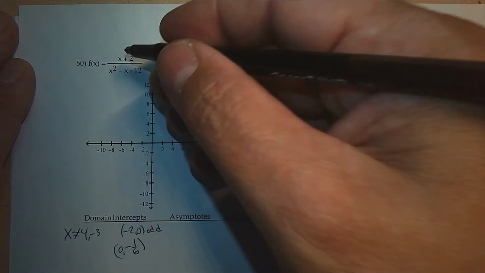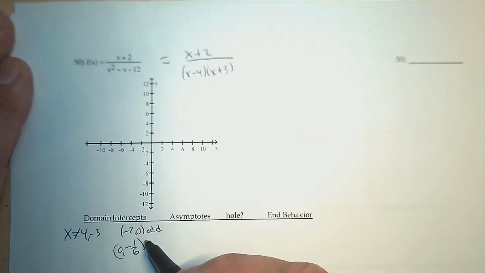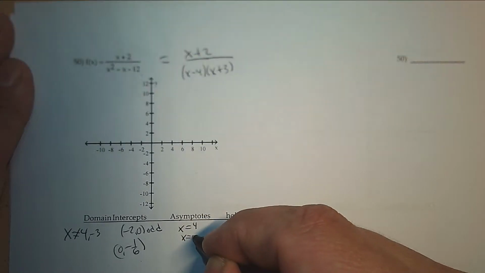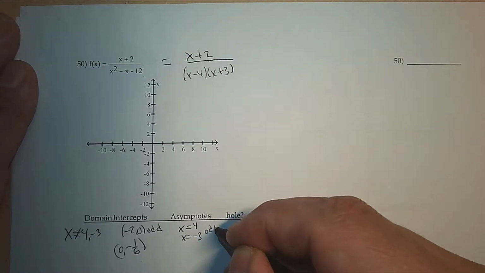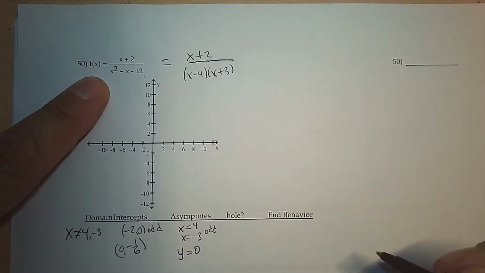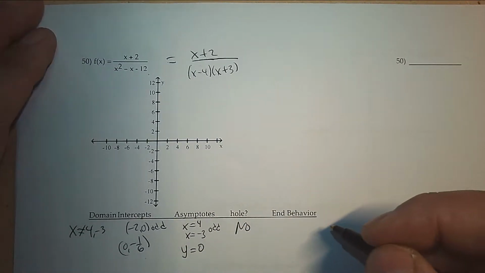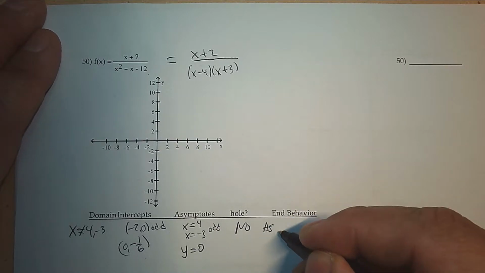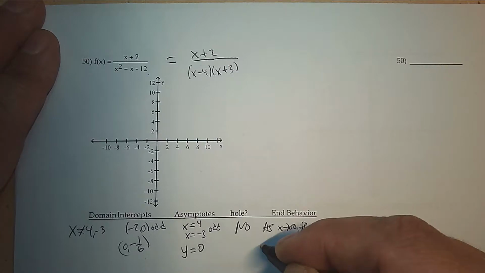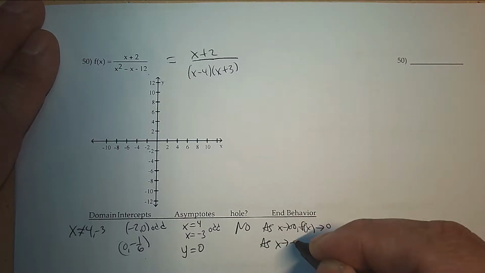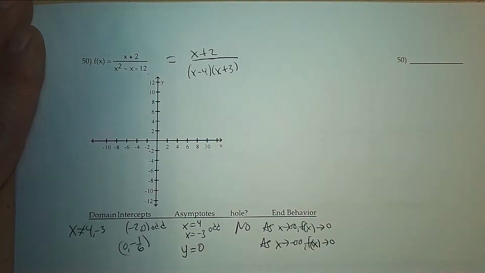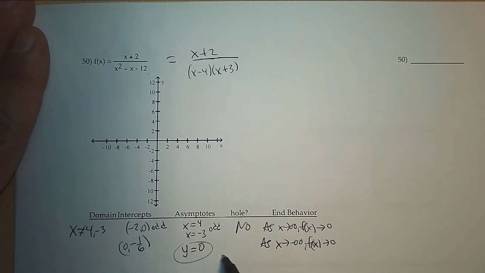It's 2 over 12, and that's the same as 1/6. Asymptotes, I have 4 and negative 3. They're both odd. And the horizontal, because the bottom is more powerful, it's 0. There is no hole. And the end behavior is as x approaches infinity, f of x is going to approach 0 from both sides. So both positive and negative infinity for x, the function is going to approach 0. So the horizontal asymptote gives you that end behavior.